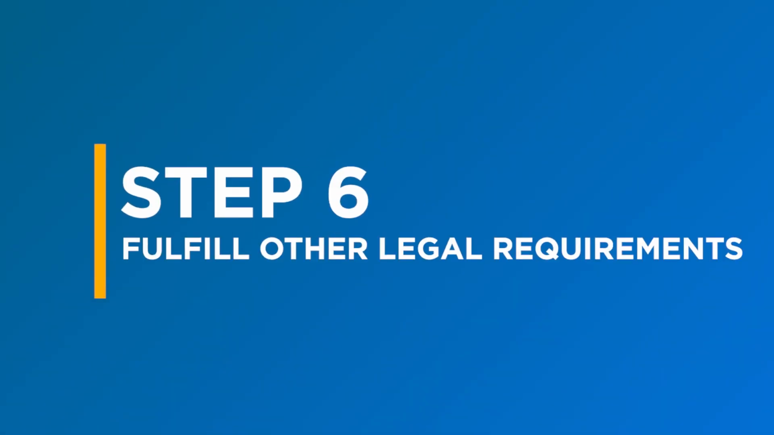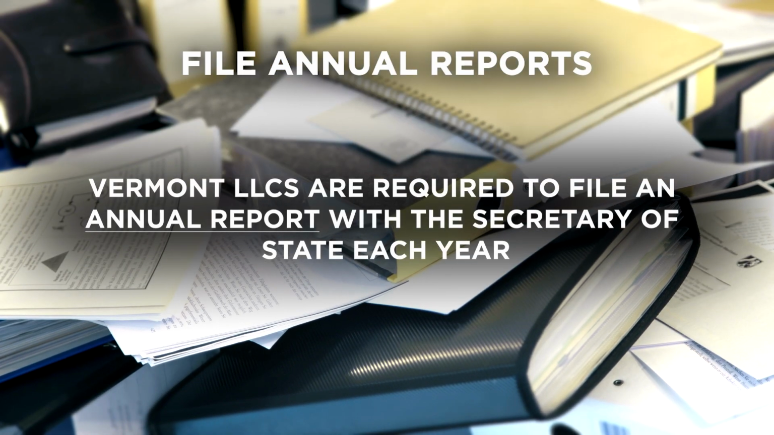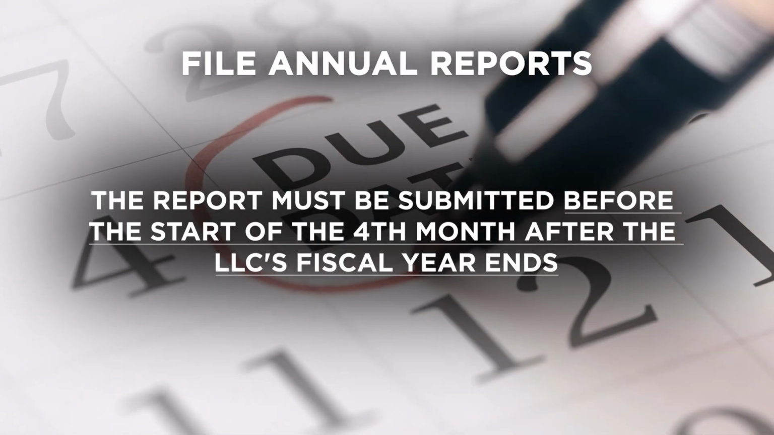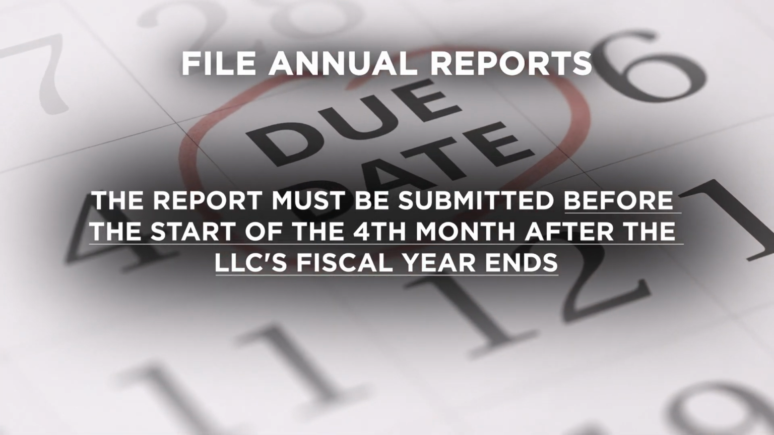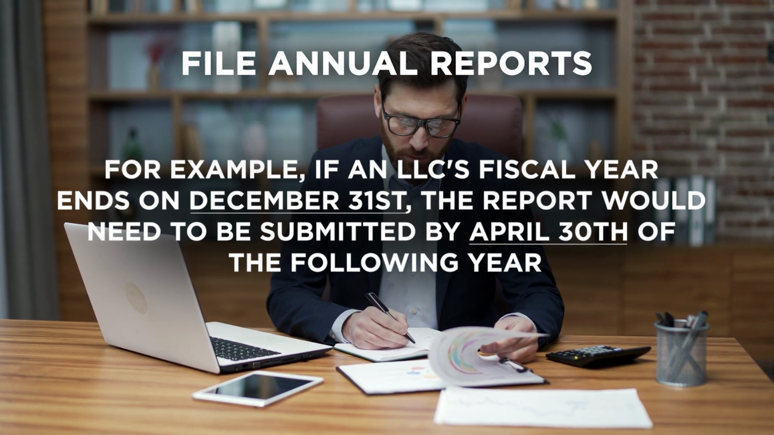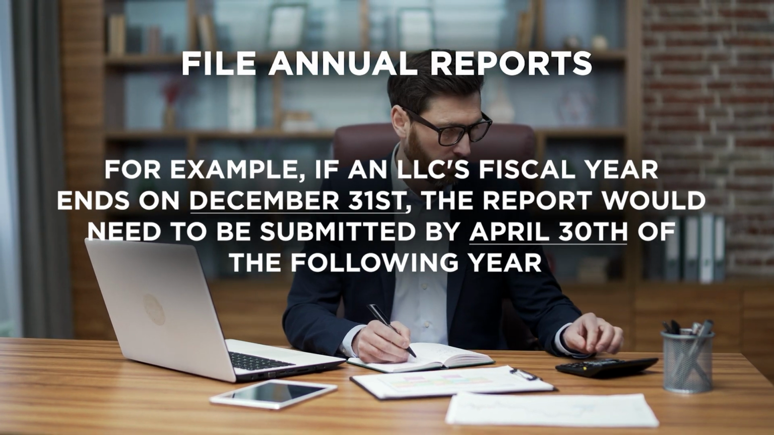Finally, make sure to complete all additional legal requirements. File annual reports. Vermont LLCs are required to file an annual report with the Secretary of State each year. The report must be submitted before the start of the 4th month after the LLC's fiscal year ends. For example, if an LLC's fiscal year ends on December 31st, the report would need to be submitted by April 30th of the following year.